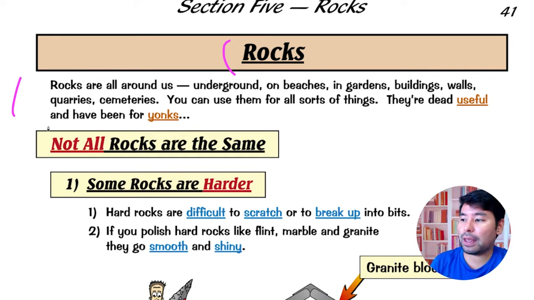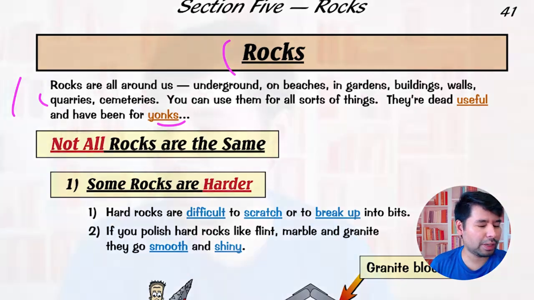I believe that most of the words here, maybe you have an idea what is the meaning of. But we have yonks and we have quarries. These two words, I believe that maybe you don't know, so I'm gonna explain that right now.